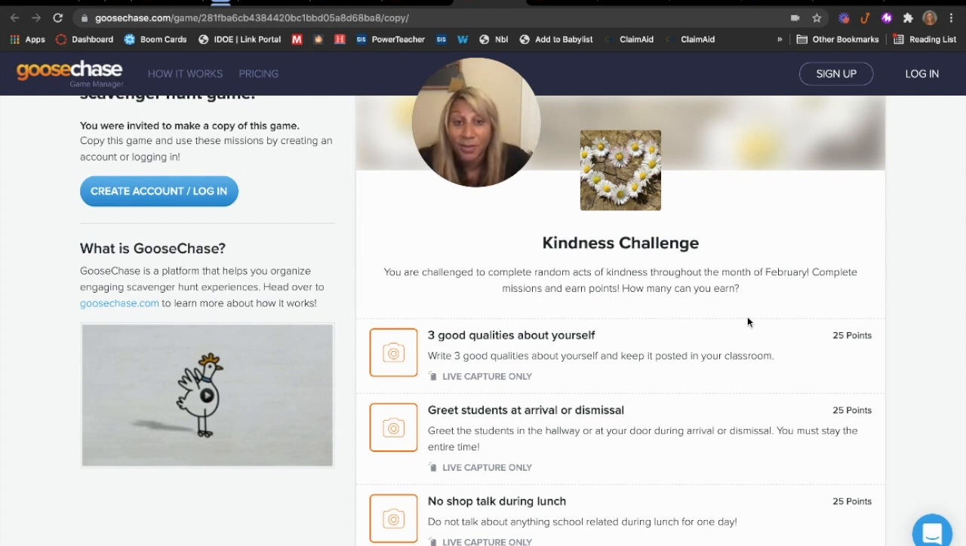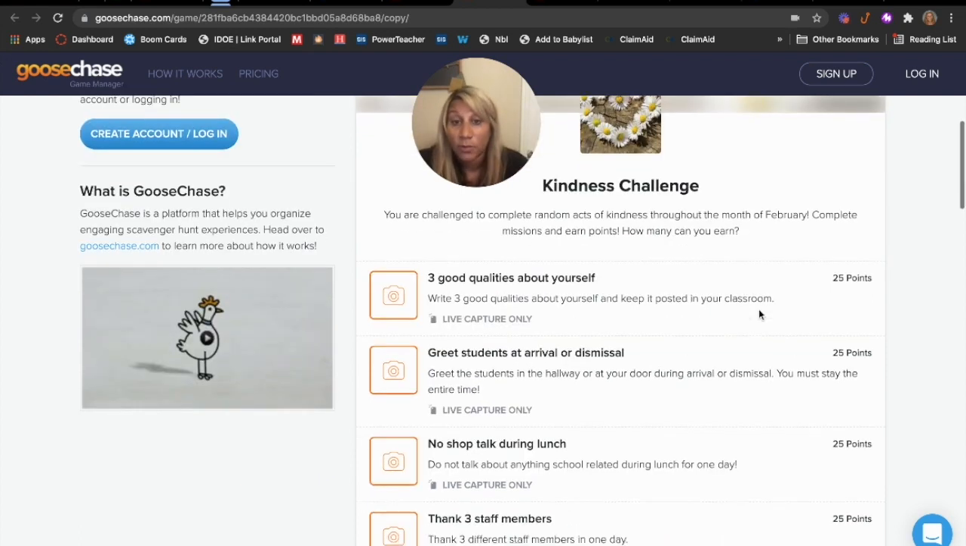So in this Goose Chase, it's saying you are challenged to complete random acts of kindness throughout the month of February. Complete missions and earn points. How many can you earn? So you can edit these once you add them to your library, but this one's already created, so let's take a look. So think about how kids could be learning about that compassion piece, about kindness, about themselves as they go through these different activities, these different scavenger hunts, right?